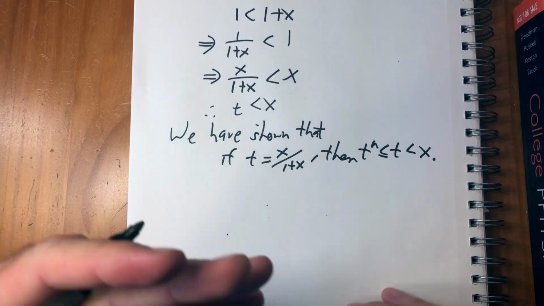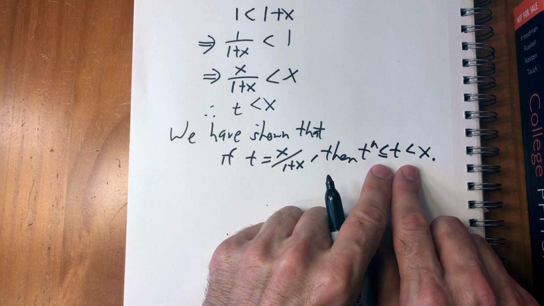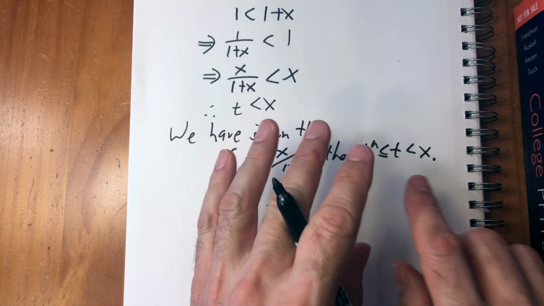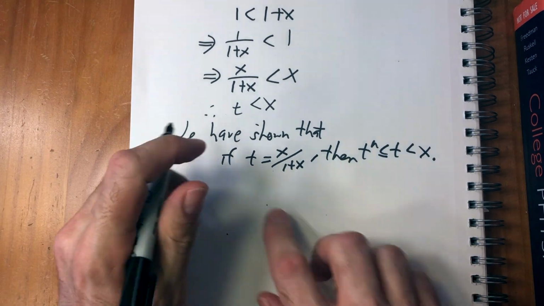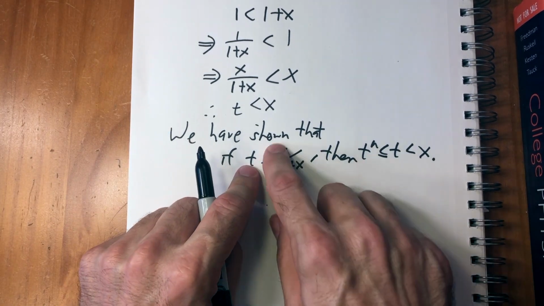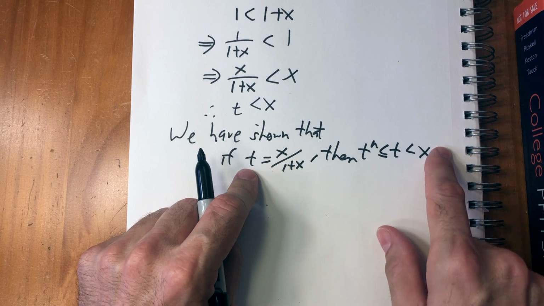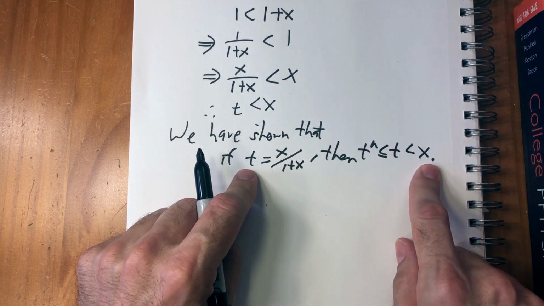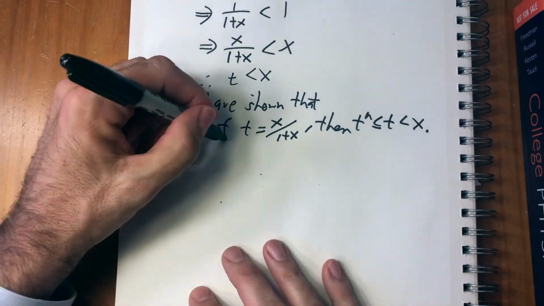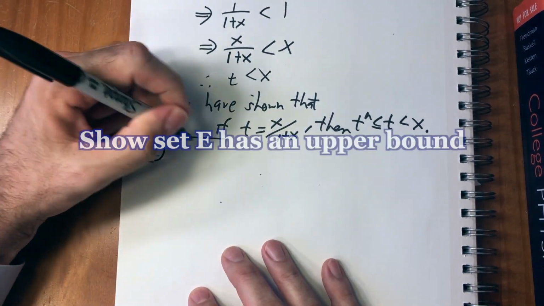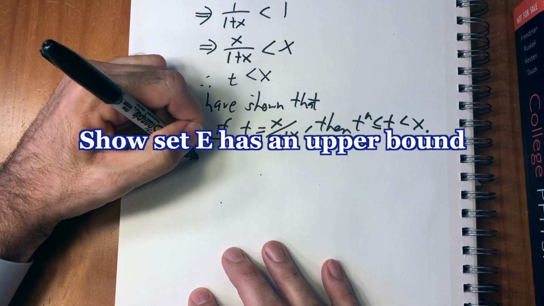And what does this mean? The point of this is that the set that we're looking at is the set of all t such that t to the n is less than x. So we just showed that there is one. If we take x over 1 plus x, then the power of that will be less than x. So we've shown that this set at least has something in it. So the next thing we have to show is that it has an upper bound.